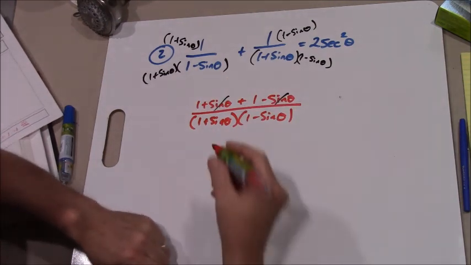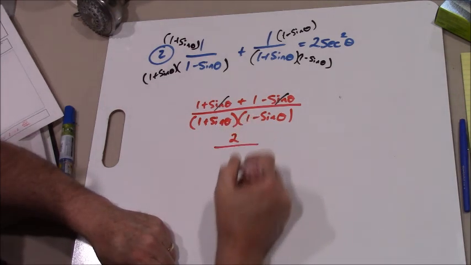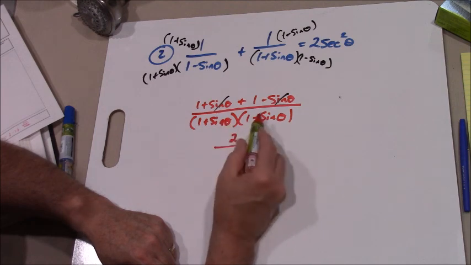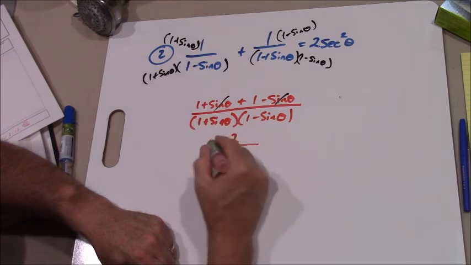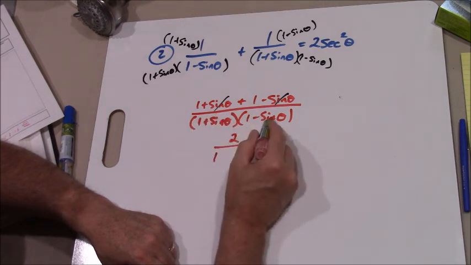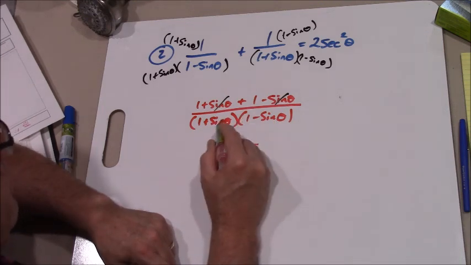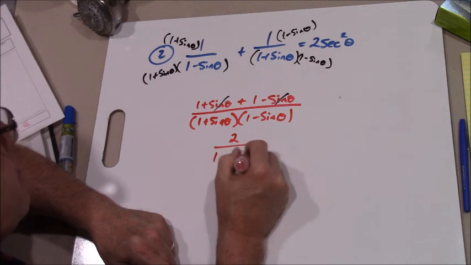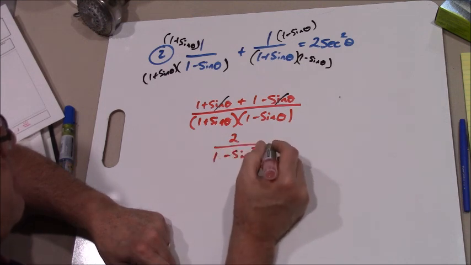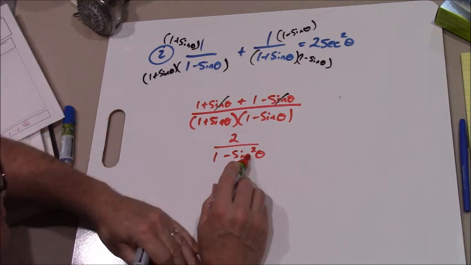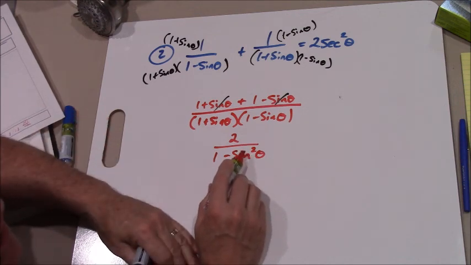So now what I have is 2 over, I'm going to go ahead and multiply these two factors together. I'll FOIL this. So I get 1 minus a sine theta plus a sine theta. Those will add up to 0. And then minus sine squared theta. The moment I write down that exponent, in my mind, I should be thinking Pythagorean identity. That's going to have to do with one of those.